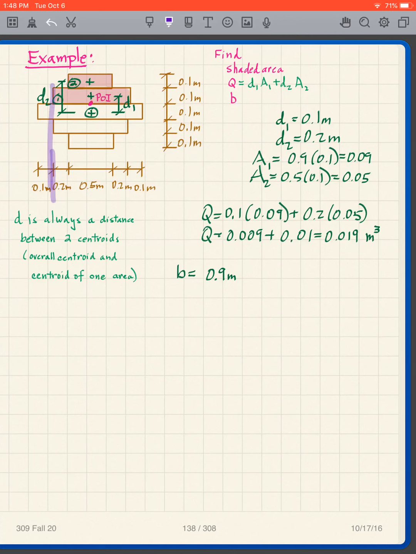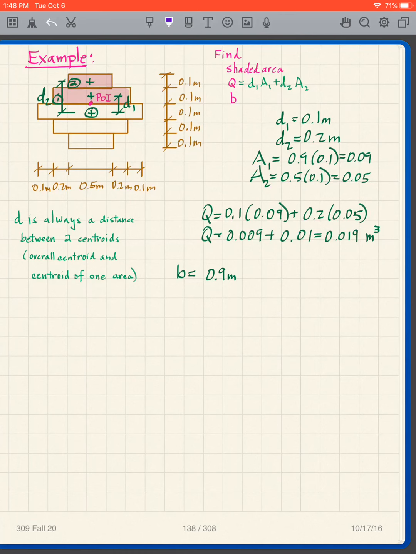So this distance here is 0.9 meters. This distance here is 0.5 meters. So A1 is 0.9 times 0.1. A2 is 0.5 times 0.1. So I now have my D1, D2, A1, and A2. I simply multiply them out, add them together, and I get my Q.